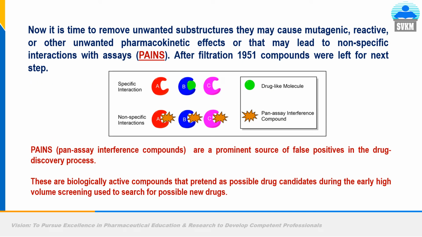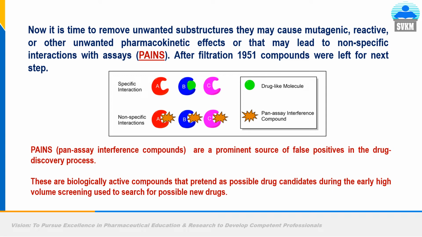So after removing a lot of unwanted, problem-creating, me-too, duplicate and outlier data, now it's time to remove unwanted substructures. They may cause mutagenic, reactive or other unwanted pharmacokinetic effects, or may lead to non-specific interactions with the assay. After filtration, for example, you will get only these many compounds for going to the next step.